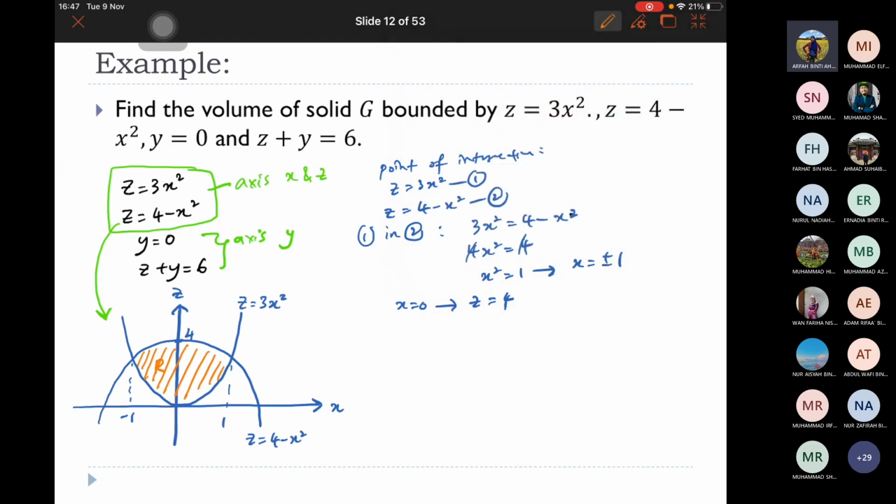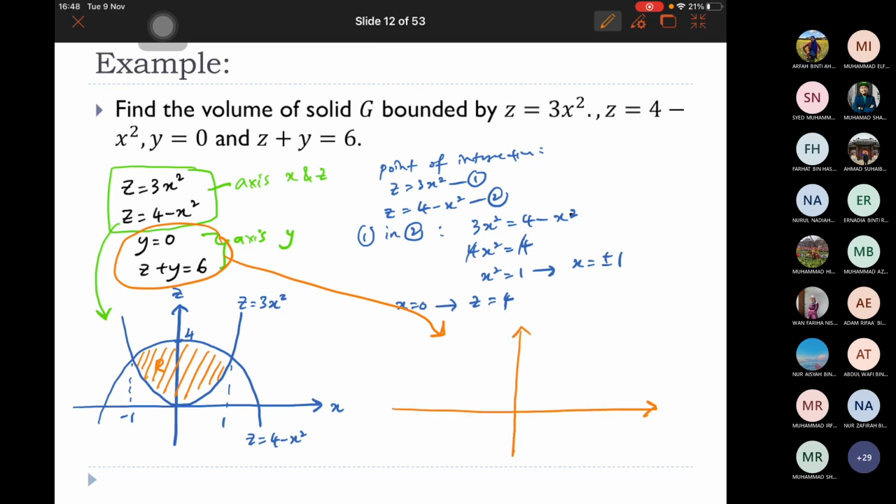Dan ada lagi dua equation. Y sama dengan 0 dan juga Z tambah Y. So awak ada aksis Y dan juga aksis Z pula. So Z tambah Y sama dengan 6. Dia lebih kurang this one lah. 6. Sebab bila Z kosong, Y sama dengan 6. So it will be line. Macam ni. Z tambah Y sama dengan 6.